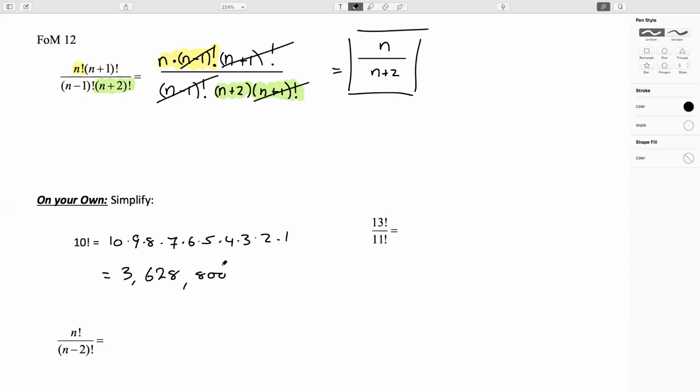13 factorial over 11 factorial. I'm going to expand the top out into 13 times 12 times 11 factorial over 11 factorial. This is simply going to boil down to 13 times 12, which equals 156.